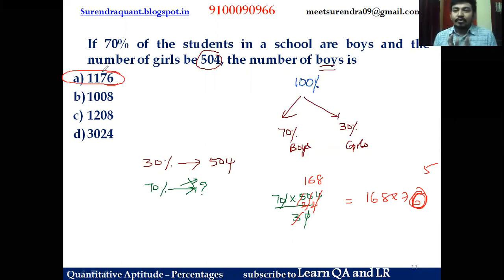So no need to worry about all the calculations. Sometimes by just looking at one or two digits in the number, you can still answer the question. So the number of boys in the school is 1176.